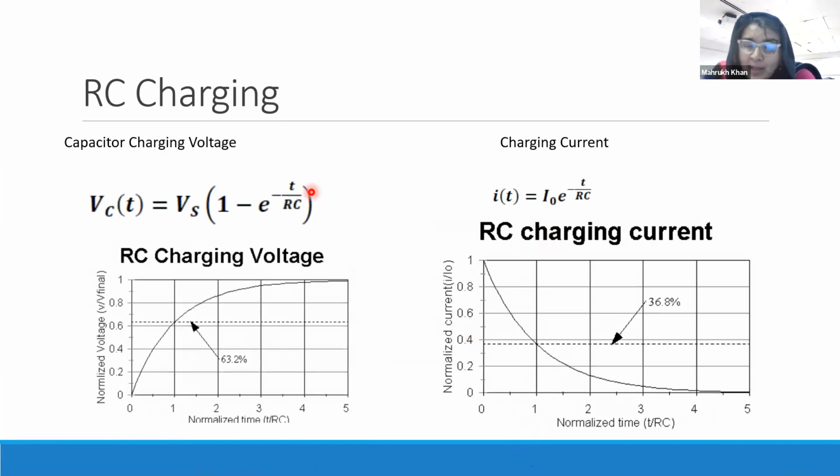So I'm not going into detail on how you get this charging voltage. I think we will learn it in ENG 212. We will just see what this charging voltage is and how we can measure it. So this is the RC charging voltage when a capacitor starts to charge, when you plug a battery in, and this is the charging voltage across the capacitor, where T is the time and RC is the time constant. So RC is constant, Vs is the source voltage, and T is the time.